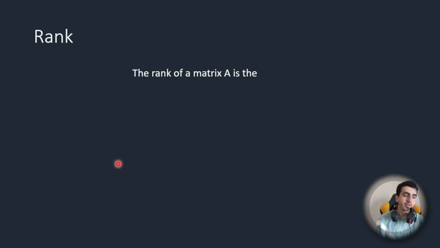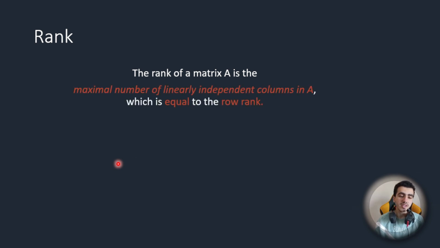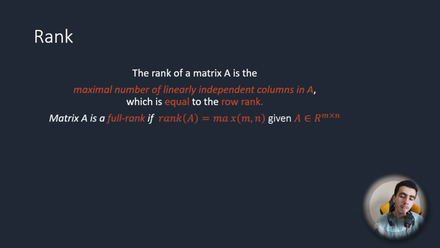Okay, back to linear algebra. Here is the rank of the matrix. Simply, the rank is the maximum number of linearly independent columns. So if, for example, I have a matrix of m by n, I have m rows and n columns. For example, I have only 5 rows and 10 columns. If this matrix has these 10 columns as linearly independent, then this matrix is a full rank matrix, because the rank of the matrix is 10, not 5, the maximum of these 2 dimensions.